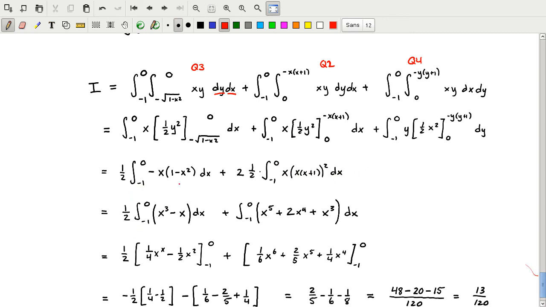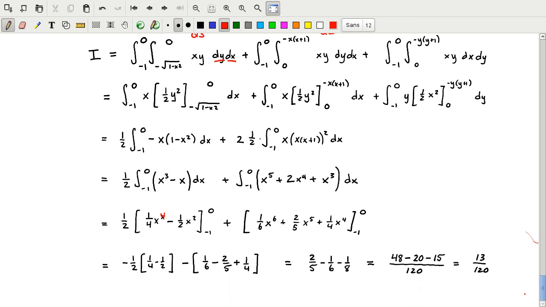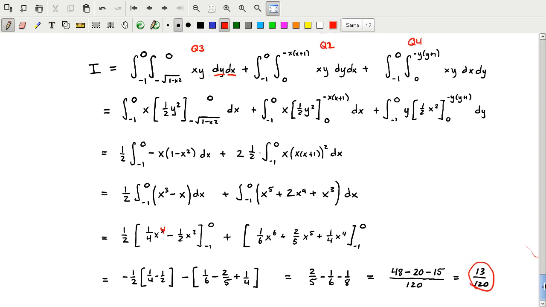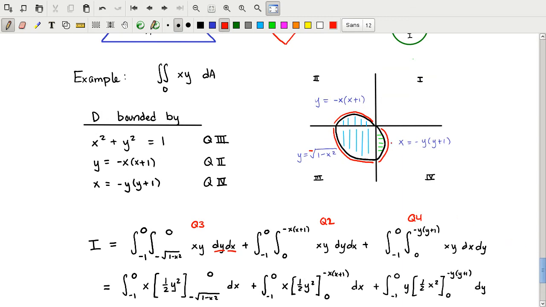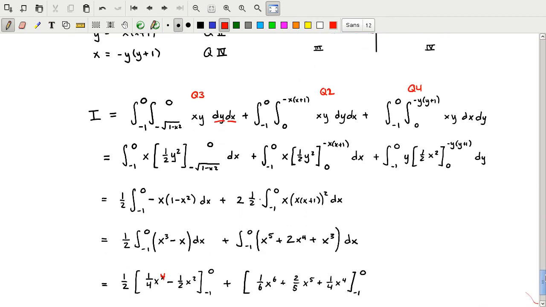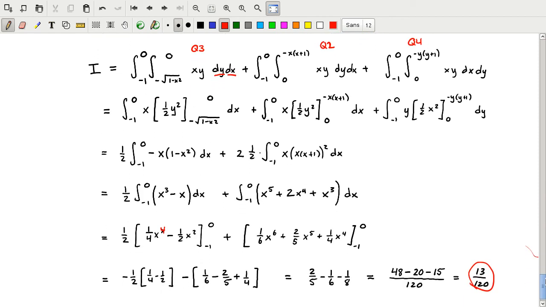Simplify, expand out these polynomials. This becomes x cubed minus x. This one, x to the 5th plus 2x to the 4th plus x cubed. Integrate: 1/4 x to the 4th minus 1/2 x squared. This one, 1/6 x to the 6th plus 2/5 x to the 5th, 1/4 x to the 4th, and so on. They all are 0 when x equals 0. We plug in the negative 1, and we get fractions, which when we simplify, we get a number. So the number itself, not so important, but the idea of breaking down a more complicated domain into simpler pieces, each of which can be treated as one of these type 1 or type 2 domains.